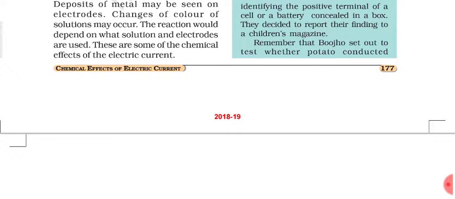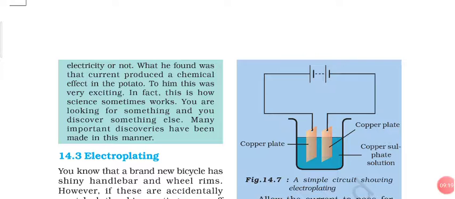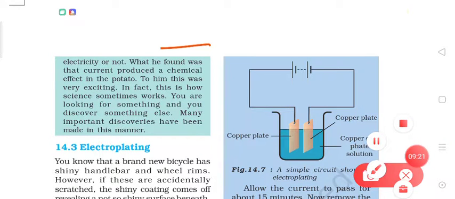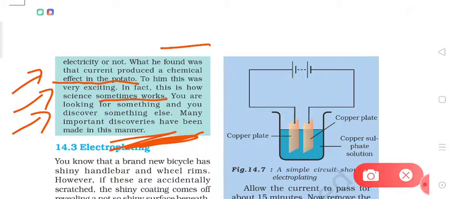Remember that Bujo set out to test whether potato conducted electricity or not. What he found was that current produces a chemical effect in potato. To him, this was very exciting. In fact, this is how science sometimes works. You are looking for something and you discover something else. Many important discoveries have been made in this manner.